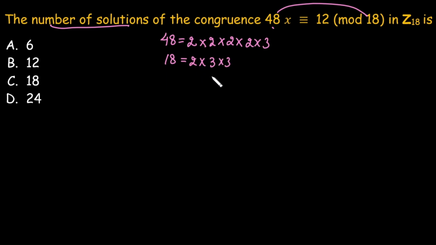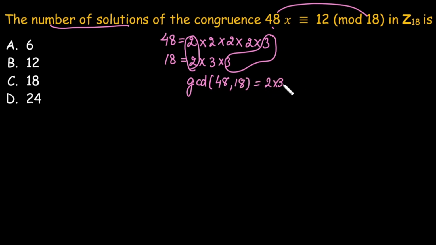What are the common factors we are getting in this case? That is 2 and 3. So the GCD of 48 and 18 is equal to 2 into 3, which is 6. Now check whether 6 divides 12. It means 12 by 6 is equal to some integer. Yes. It means it has a solution. Now how many solutions? That is equal to the GCD of these two numbers. Hence option A is correct.